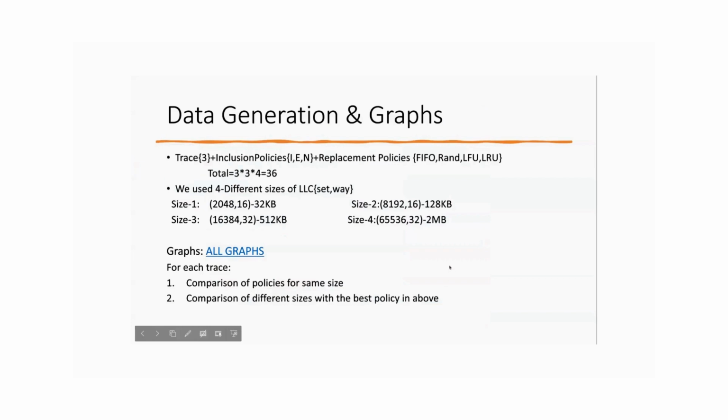How do we infer? We infer from the data. Data is generated from three traces given, and three inclusion policies and four replacement policies. So we'll get 36 files. We also varied LLC ways in four different ways. So we'll get 144 files, and we drew the data and plotted graphs. For each trace, we'll compare policies of the same size. From this, we'll take the best replacement policy and plot three different graphs with different sizes for the best policy.